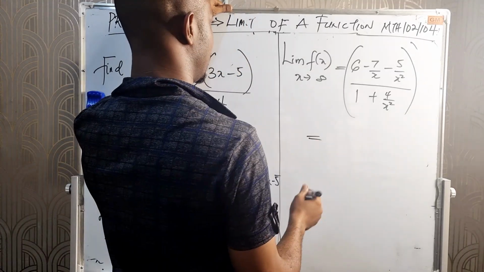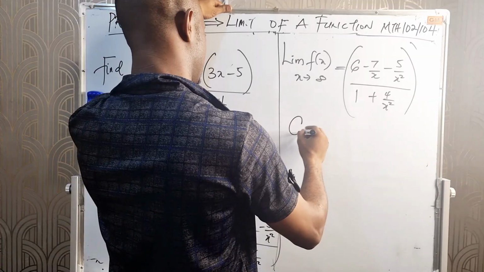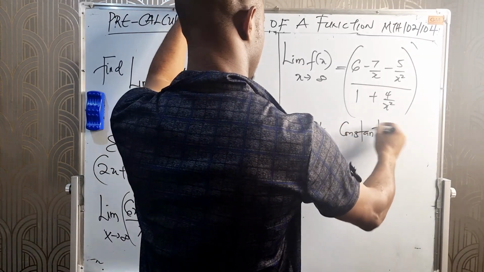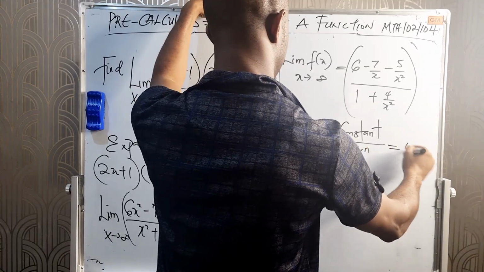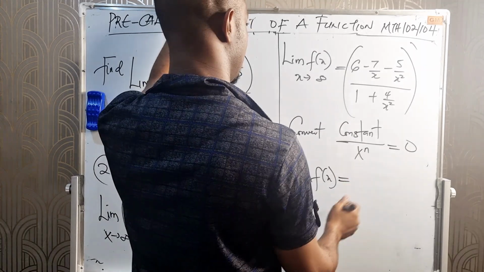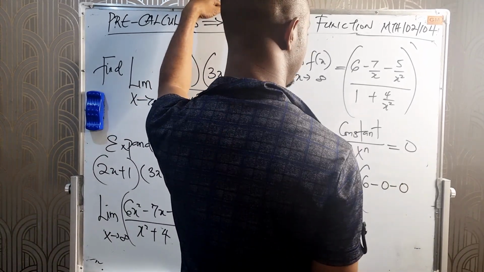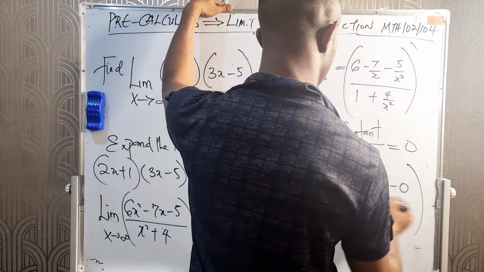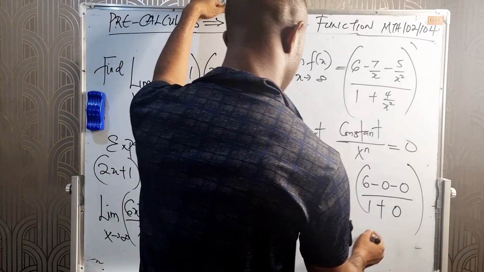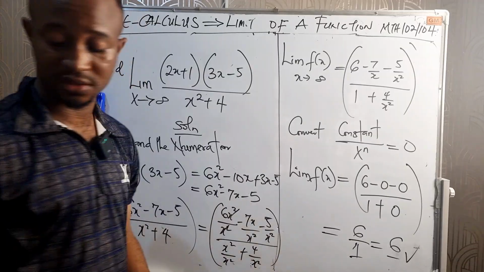So let's convert all the constants over x to the power of n into 0. That will give us the limit of f of x equals 6 minus 0 minus 0, over 1 plus 0. So this will give us 6 over 1. The answer is 6.